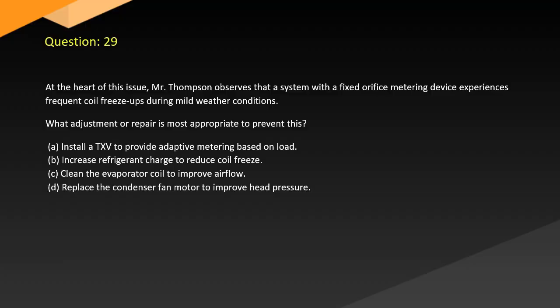Question 29. At the heart of this issue, Mr. Thompson observes that a system with a fixed orifice metering device experiences frequent coil freeze-ups during mild weather conditions. What adjustment or repair is most appropriate to prevent this? A. Install a TXV to provide adaptive metering based on load. B. Increase refrigerant charge to reduce coil freeze. C. Clean the evaporator coil to improve airflow. D. Replace the condenser fan motor to improve head pressure.